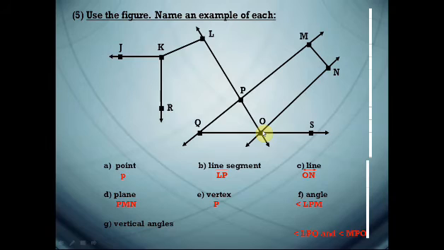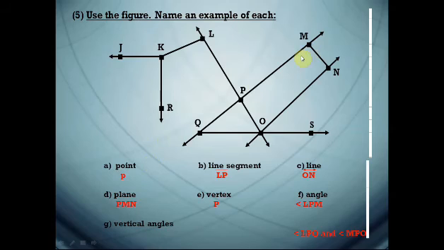Now, use this figure. Name an example for each. Point. We have a lot of points here. Choose any one: point J, point K, point R, point L. I write here point P. Line segment. Also, you can choose any line segment. We have a lot: PL, PQ, PM, MN, NO, but we must put the line segment symbol over it. Line. We have line MQ and also NO and LO.